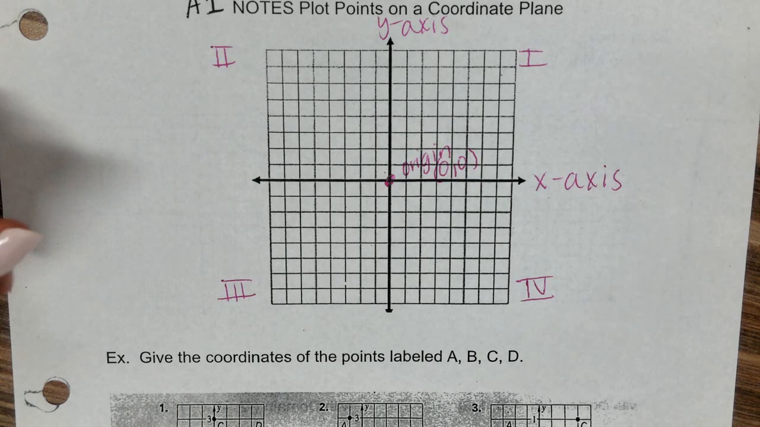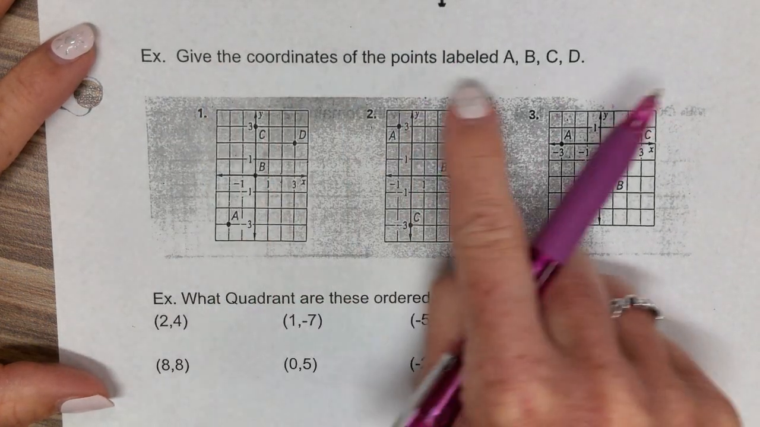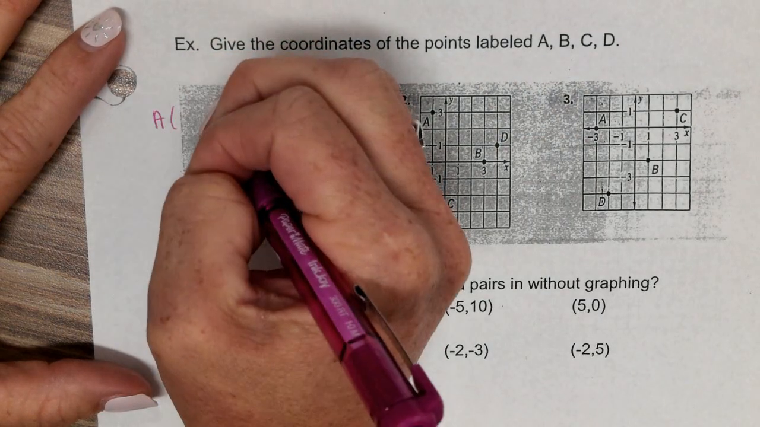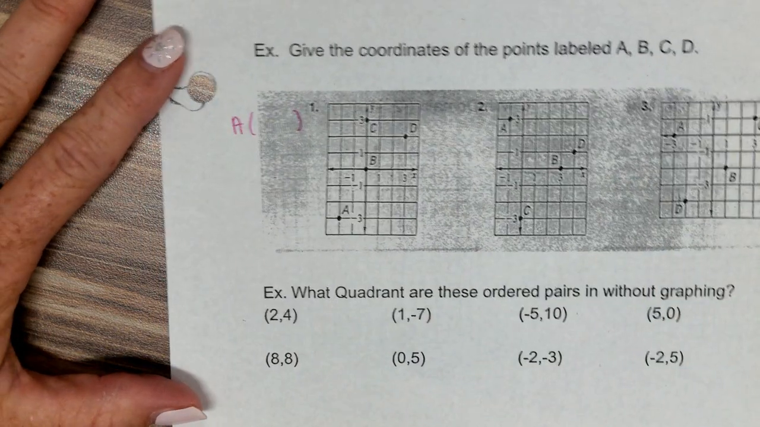All right, we're not going to do all of these examples because y'all know how to do this, but let's go down to these graphs, and it says give the coordinates of the point. So everybody, here's point A. Everybody write A, and then put your little parentheses because we're going to go fill in the coordinate for A.